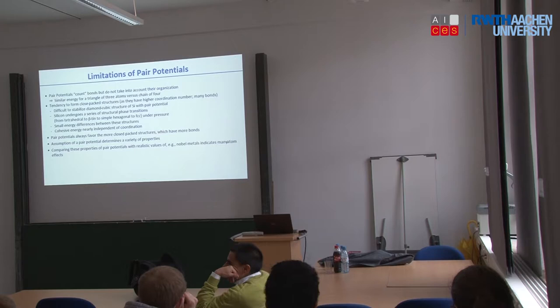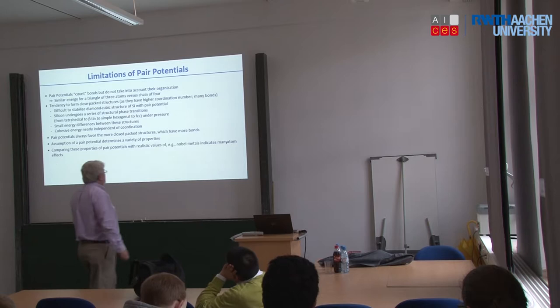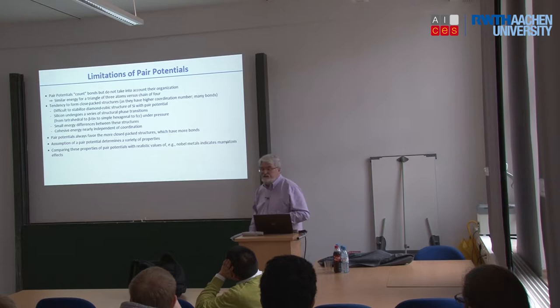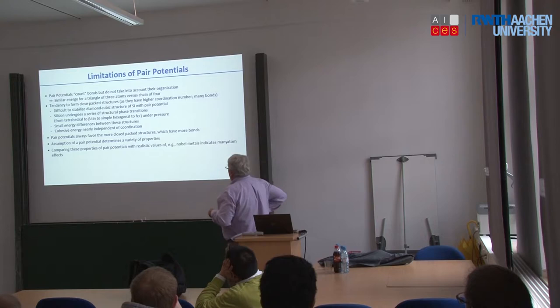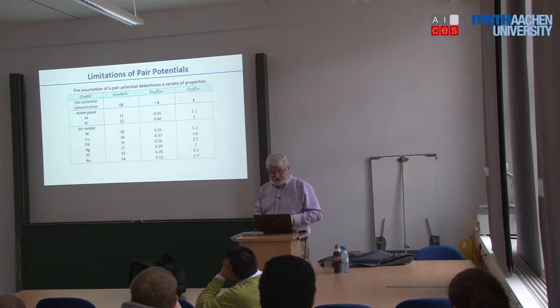This always leads to close-packed structures. You always end up getting something like an FCC metal out of this. That's why it kind of works for FCC. It always ends up with a dense structure. And the pair potential then determines a lot of properties in a very simple way. So we'll see that in this next slide.